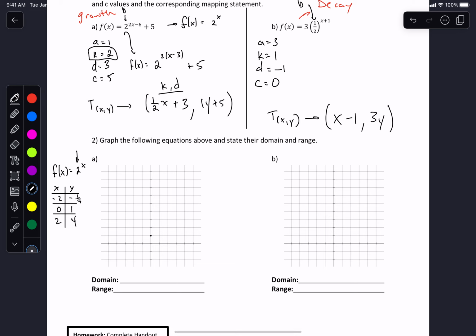So I know 0, 1 is an original point. 2, 4. And -2, 1/4. That's probably good, I think. That gives us a pretty good graph. So that's f of x. Okay, and we'll plot g of x, the transformed one. We'll call it g of x. It's going to be that other graph that's there. Okay, so what has to happen?